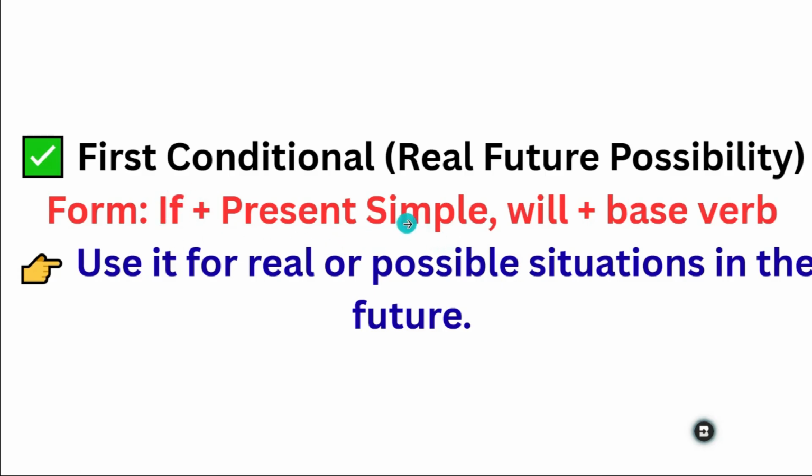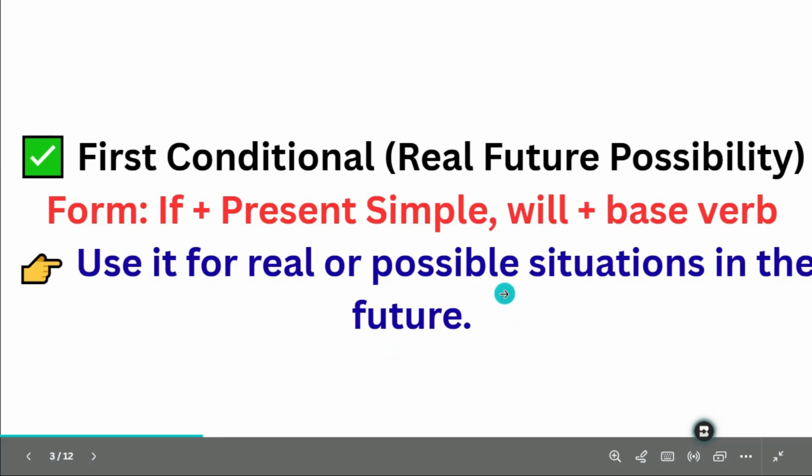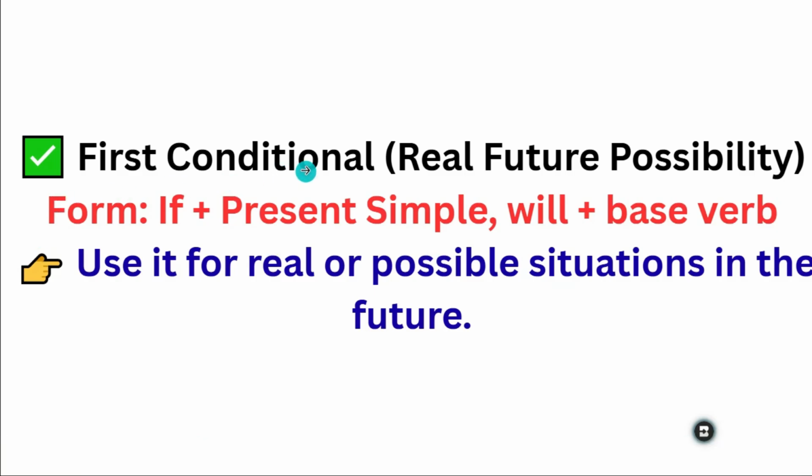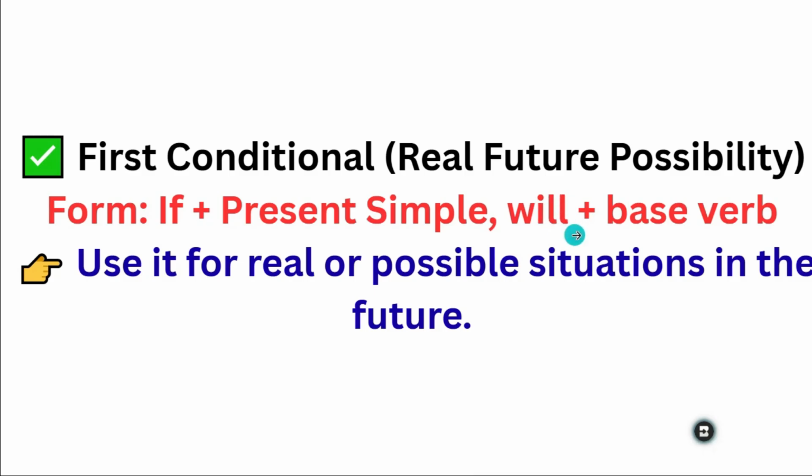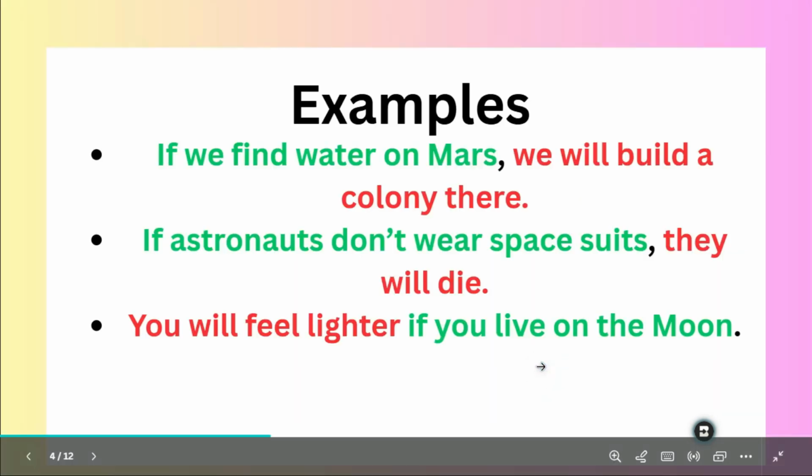This will and the base verb is the result, and this is the conditional sentence, and this is the result of the condition, okay? So we have the form, used for a real or possible situation in the future. So if you use the first condition, it means it's possible to happen. Something possibly happening in the future. Why do we say it? Because we use the future. We know that when we use the form of will, it means we are talking about something possible to happen in the future. So let me move to some examples.